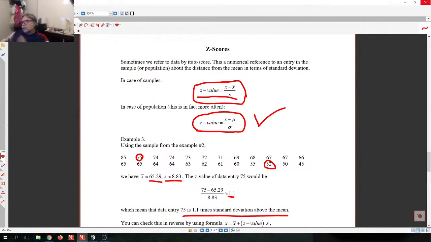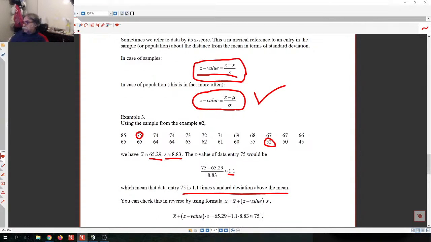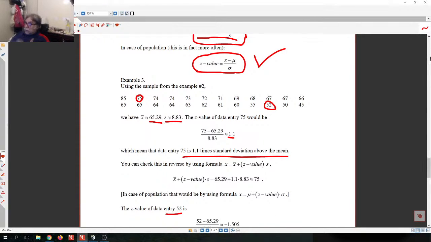What it's telling you is how far away. So you have the mean somewhere, and the z-value is 2. It tells you that that data entry is 2 times the standard deviation above the mean. If it's minus 2, then it's 2 times the standard deviation below the mean. To give you some idea where it is in terms of standard deviation, not in terms of a position in a box plot, but in terms of standard deviation.